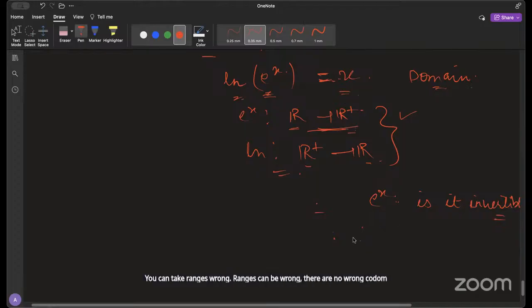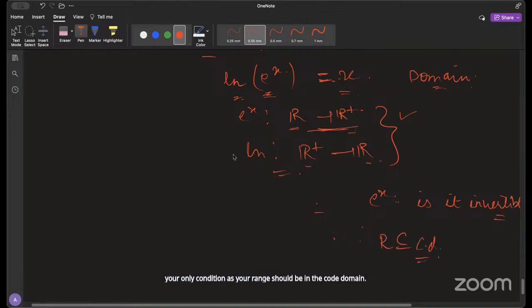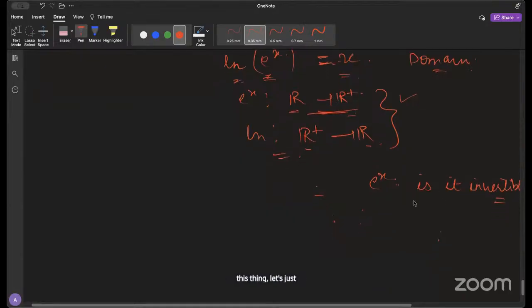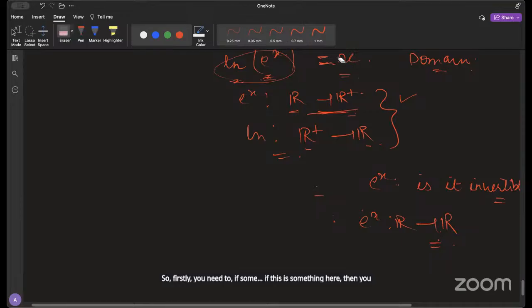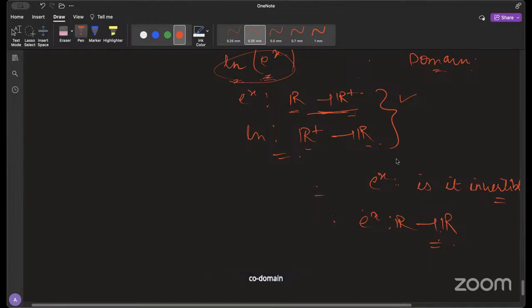You can take the codomain to be whatever you want, but the only condition is that your range should be in the codomain. That's the only condition on codomain. So if you take e to the power x from here to here, then it's not an invertible function. So before stating that it's x, you first need to figure out what the codomain and domain and everything are.